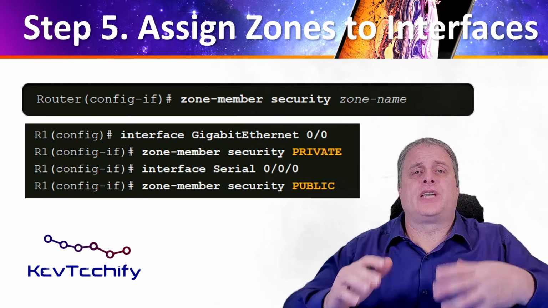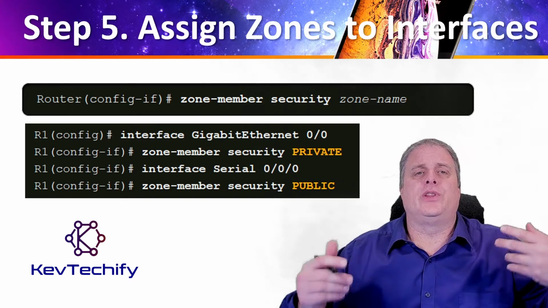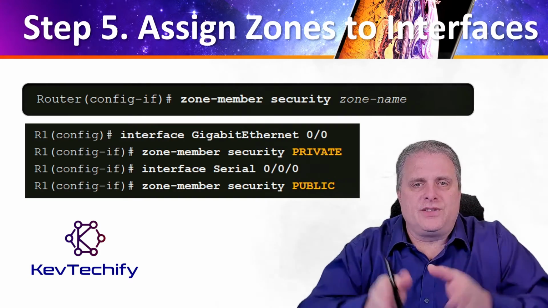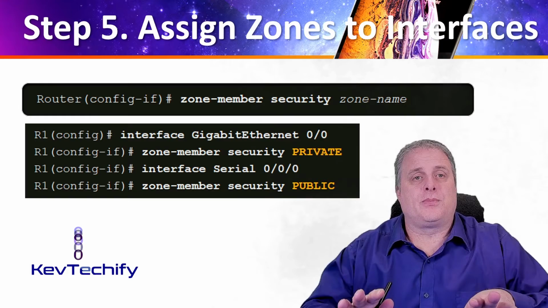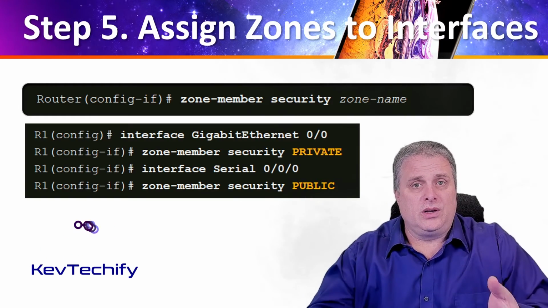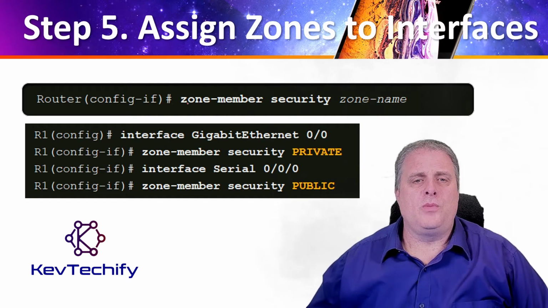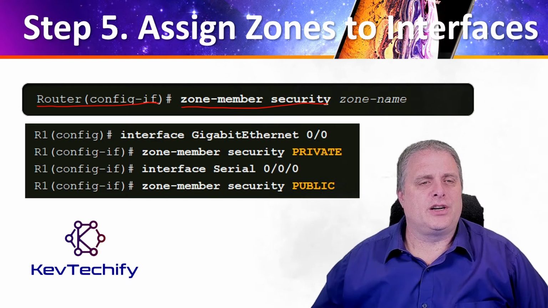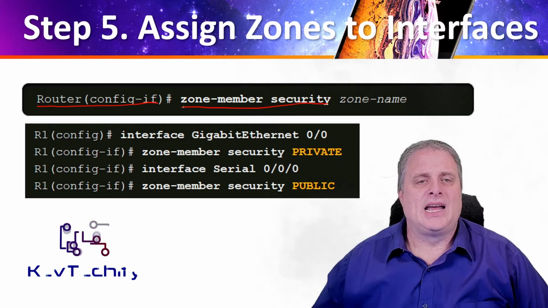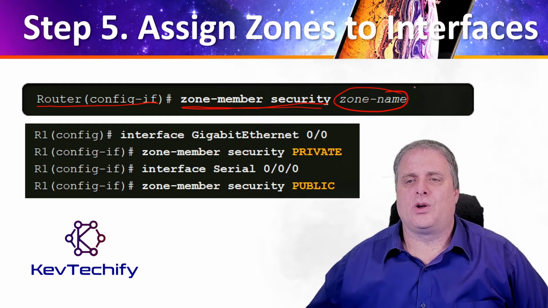The fifth step is to assign zones to the appropriate interfaces. Associating a zone to an interface will immediately apply the service policy that has been associated with that zone. If no service policy is yet configured for that zone, all traffic will be dropped. What we do is we use the zone member security command. Look at the prompt we're in. We are in the configuration of an interface. So you have to go into that interface and then zone member security and then put the name of the zone. This is going back to step 1 again, the name of the zone. So you're going to put that in here.